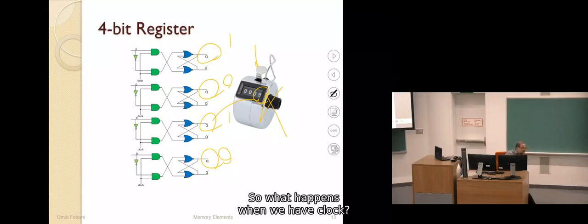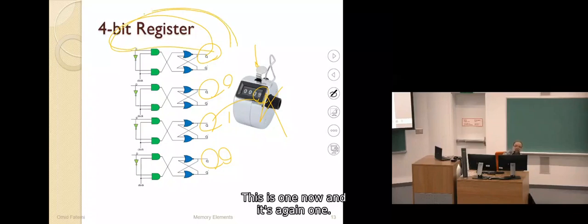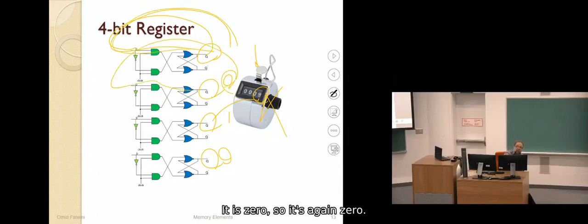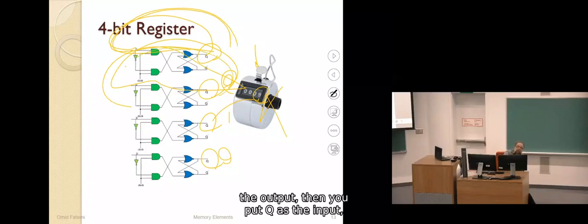So what happens when we have clock? So you take the Q and put it into the input. What do I put as the D input? Yeah, it's very good. Q. Okay, so if you put Q, it still remains 1. It's 1, it's 1, it's 1. It is 0, so it's again 0. So the D latch gets the data input and puts it to the output. When you put Q as the input, it's a loop. It's always the same. If it is 0, it's still 0. If it is 1, it's still 1.